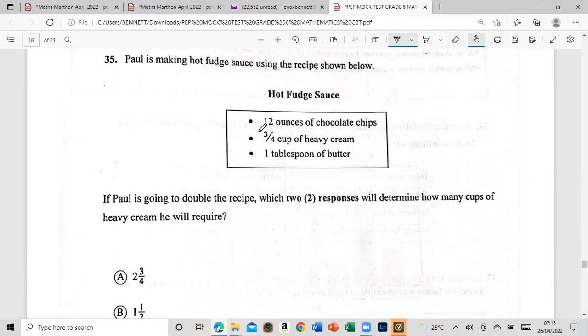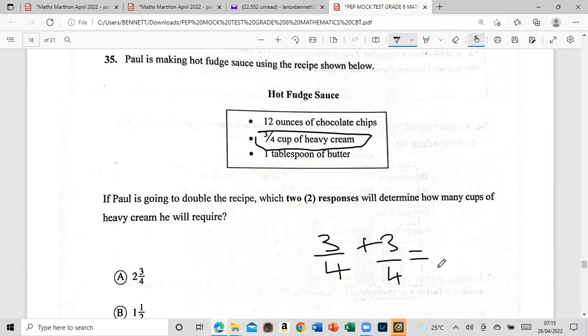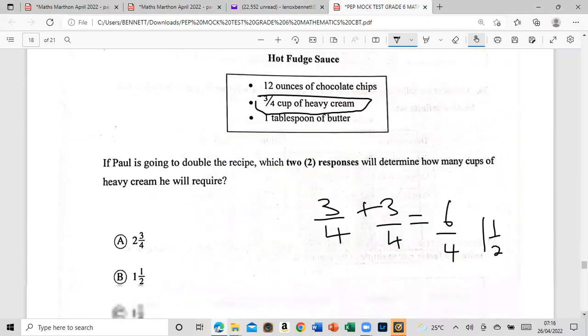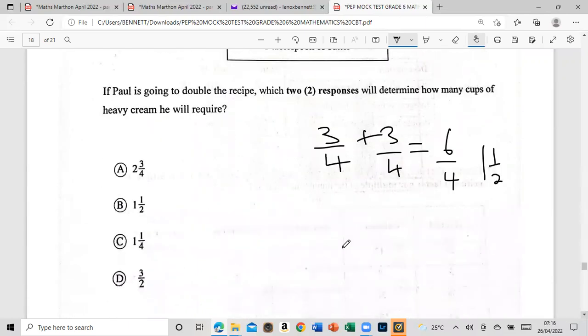So the recipe says 3/4, so I'm going to double 3/4. We can add it, so the LCM of 4 already. So it should be 6/4, which is 1.5. Let's see which other one should be an option. So 1.5 is this. Also, 3/2 is the same as 1.5.